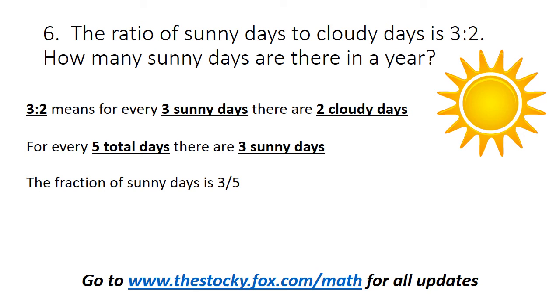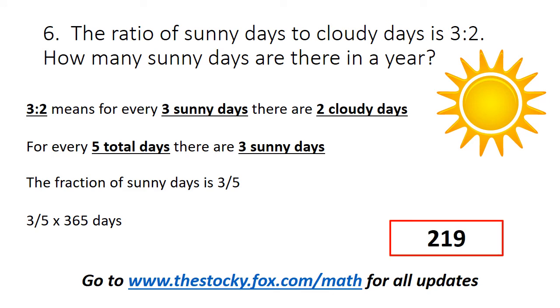So hopefully, as you've worked with fractions, that starts to make sense. Well, now you can just multiply. 3/5 times 365 gives you 219 days. And that's your answer.